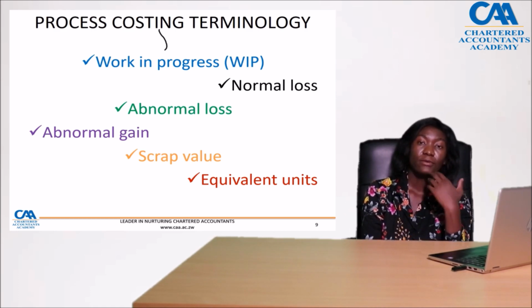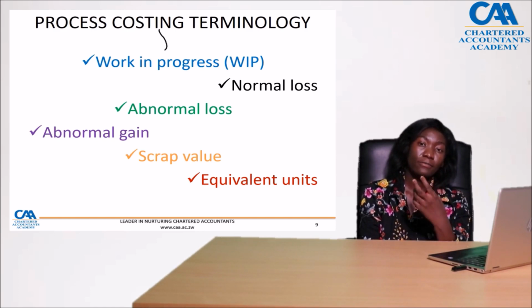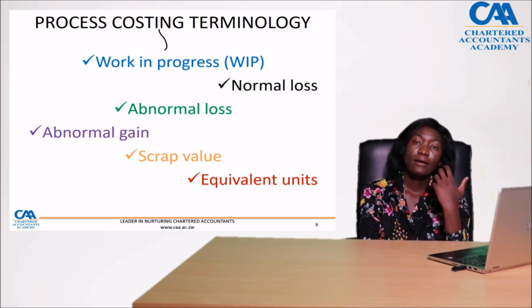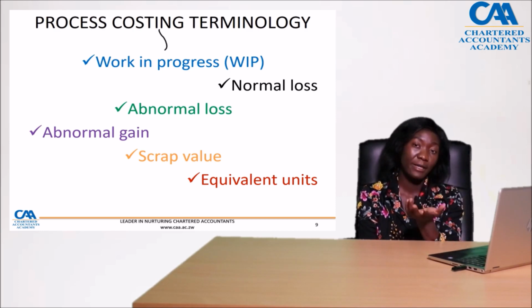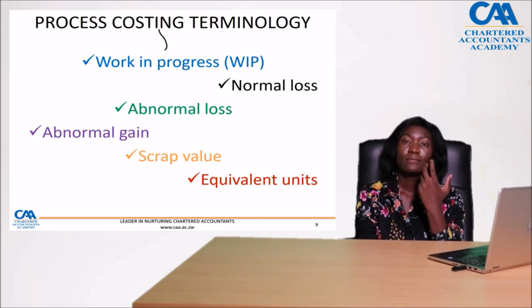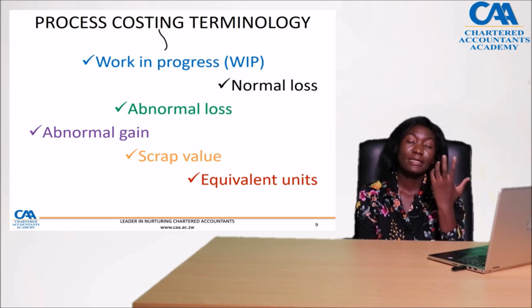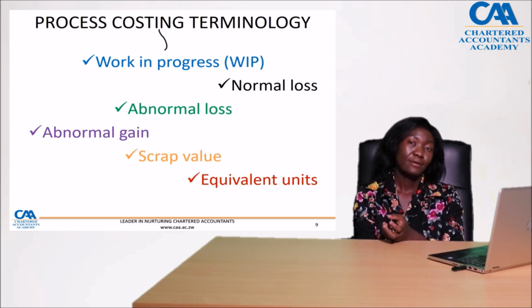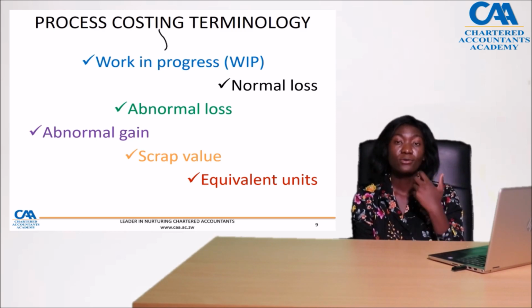We also have an abnormal gain. So say using the same example, instead of me losing 2%, I only lose 1% due to vaporing. That's an abnormal gain. Because normally I would have lost 2%, but I've only lost 1%, which means I've gained an additional what? 1%, which is my abnormal gain. So an abnormal gain is a form of what? Of a profit or income.